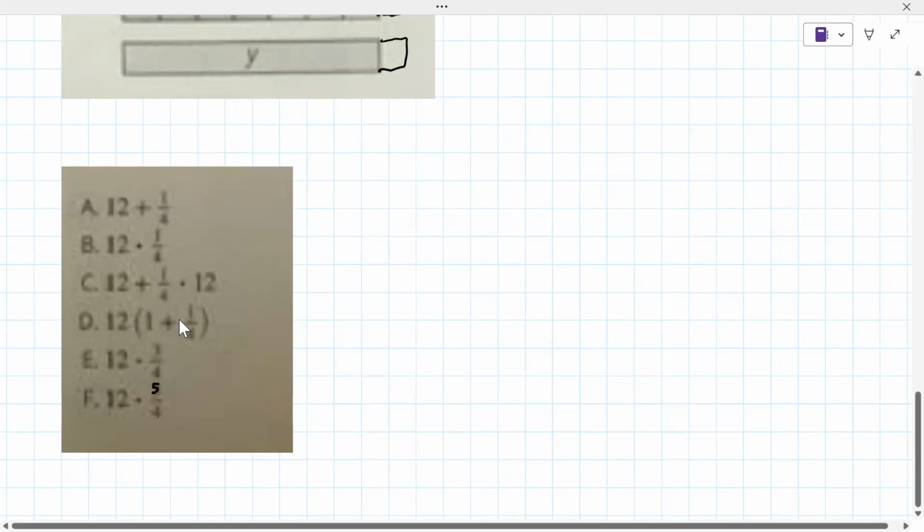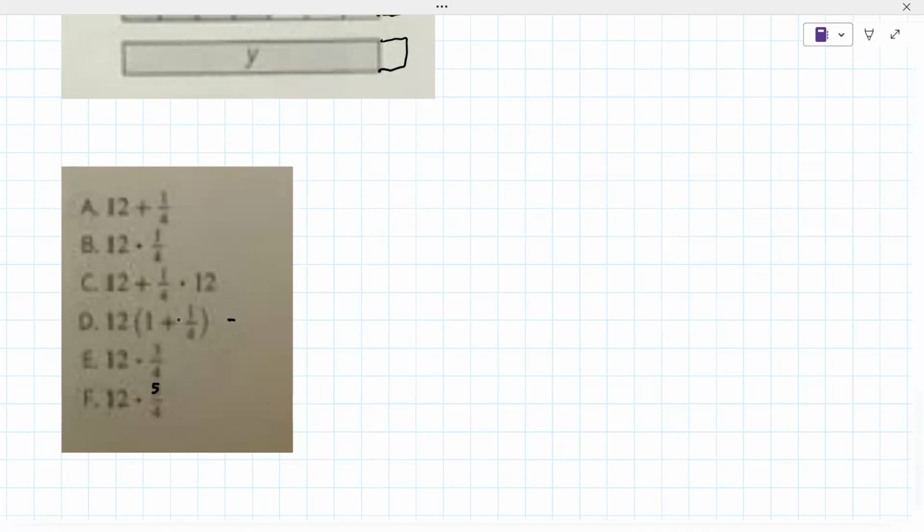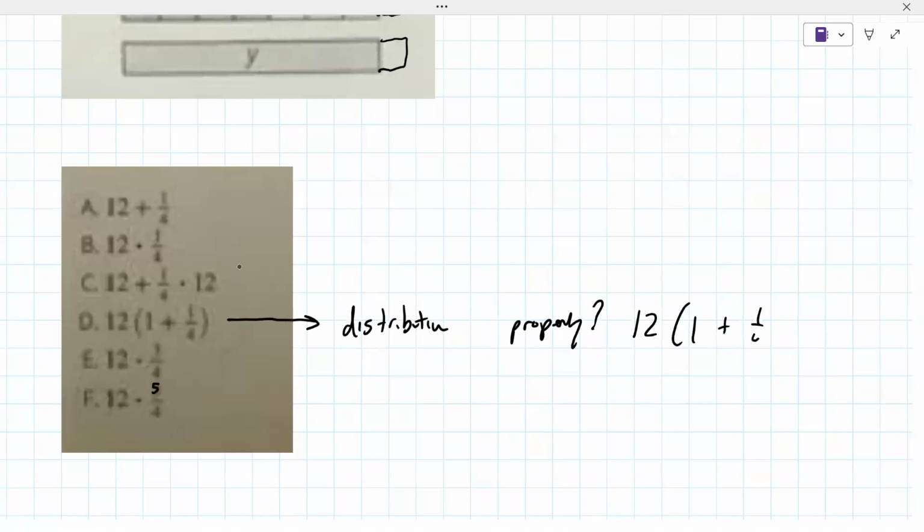We've got something in here. Now, in the case of parentheses, have you guys talked about the distributive property? Like a little bit, but not really. Okay, so what the distributive property means, I'm going to write it out here, is you actually take this 12 and you multiply it into both. So it's 12 times 1 plus 12 times 1/4.